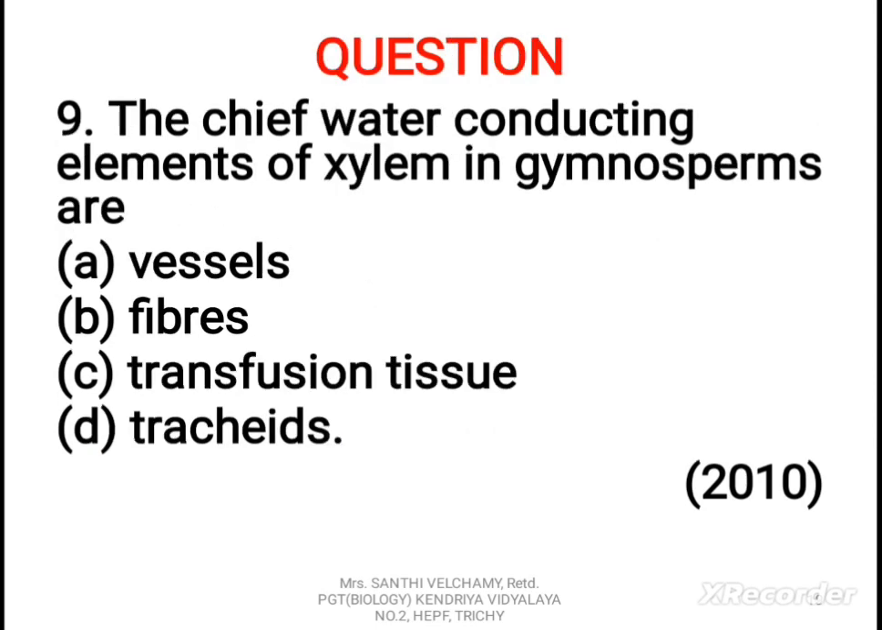So ninth one. The water conducting elements of xylem in gymnosperms are: A. Vessels, B. Fibers, C. Transfusion tissue, D. Tracheids. The correct answer is D, tracheids. The chief water conducting elements of xylem in gymnosperms are tracheids.